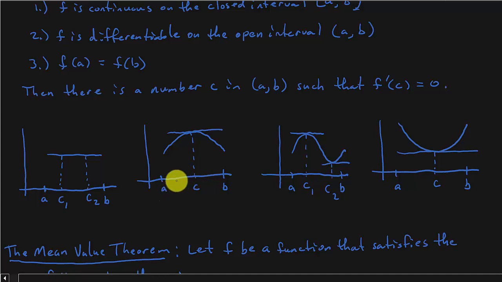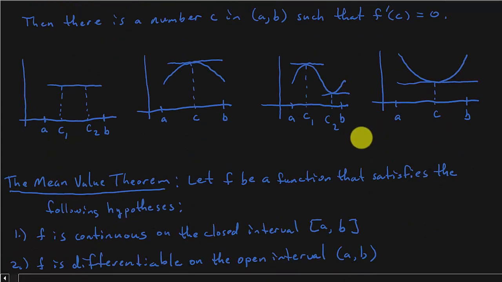Here's another example. At a and b the y values are the same, and we can see that we have a number c between a and b such that f'(c) is 0. Remember, the tangent line is horizontal. Here's another example, where f(a) and f(b) have the same value. And this time we have a parabola that opens up. You can see that f(a) and f(b) are the same, and f'(c) is 0. So that's a look at Rolle's theorem.